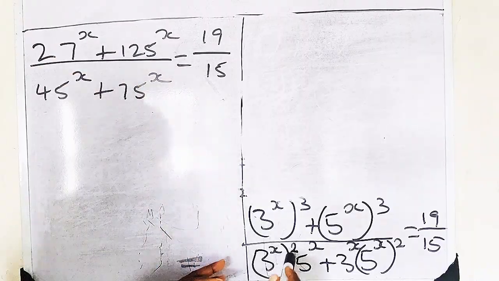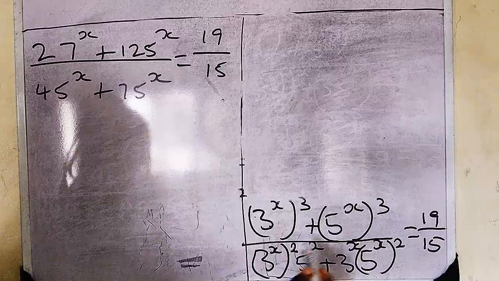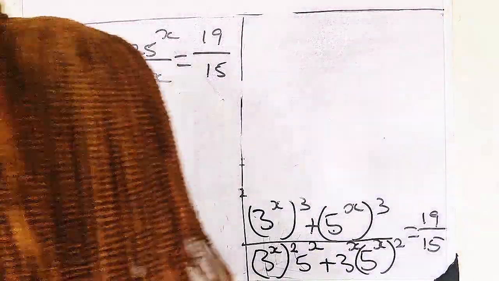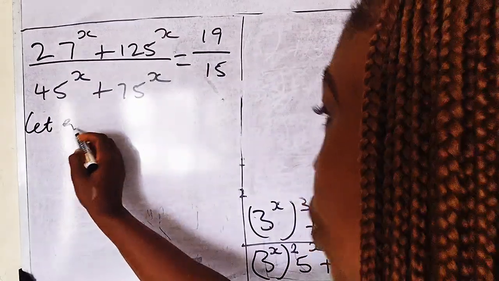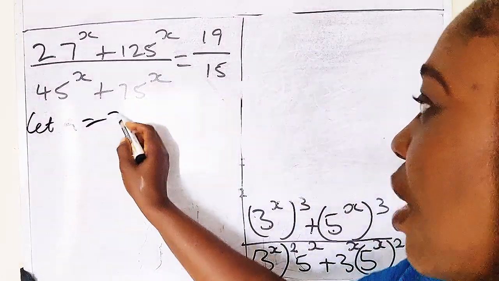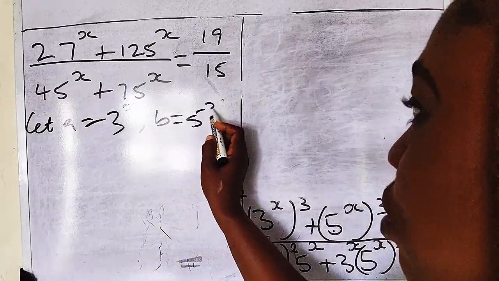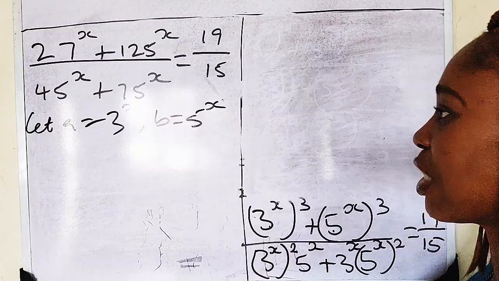Alright, going forward, since we have 3 raised to the power x, 5 raised to the power x, we are going to introduce some variables. We are going to let a be equal to 3 raised to the power x and b be equal to 5 raised to the power x to enable us simplify this expression.